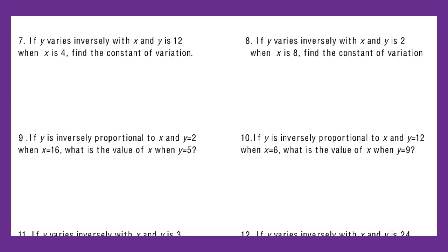Now let's go to number 7. If y varies inversely with x, inverse variation, y is 12 when x is 4. Find the constant number. You can label here y1 and x1. We need a constant number. That means for inverse variation, k equals x1 times y1. Therefore, you get 12 times 4 equals 48.